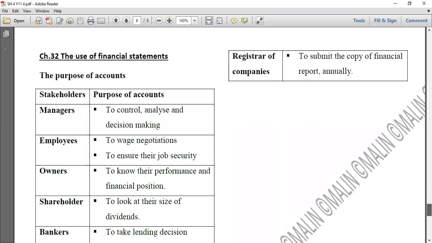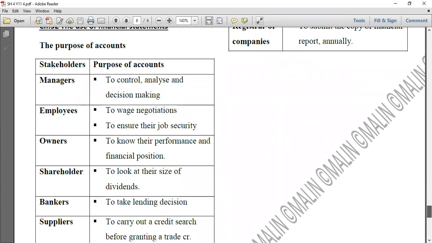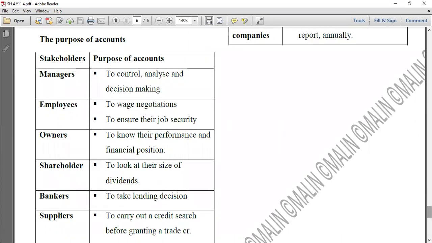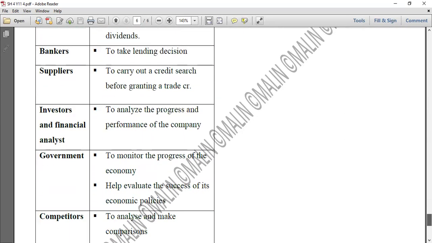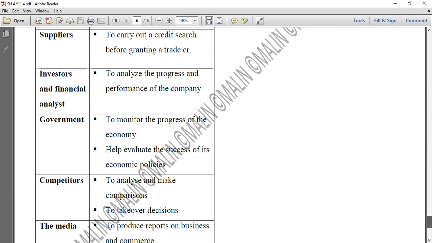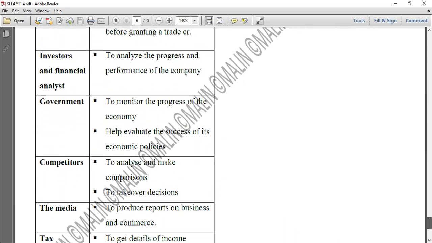And finally, the use of financial statements: we talked about different uses and different purposes, even the Varl Town Pool case study, and why employees look at the financial statement. Employees may look at financial statements for wage negotiations and to ensure job security. Managers look at the financial statement for cost control, analysis and decision making. Owners want to know their performance and financial position. Shareholders look at the size of the dividends. Bankers make lending decisions. Suppliers carry out credit checks before granting trade credit. And investors analyze the progress and performance of the company.